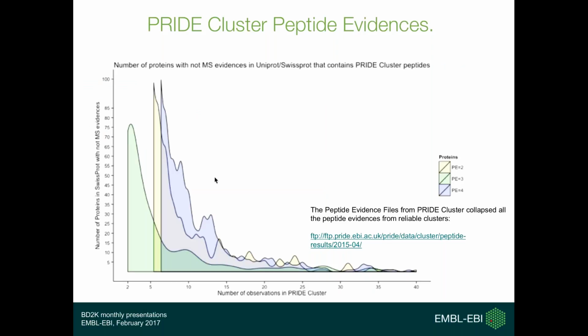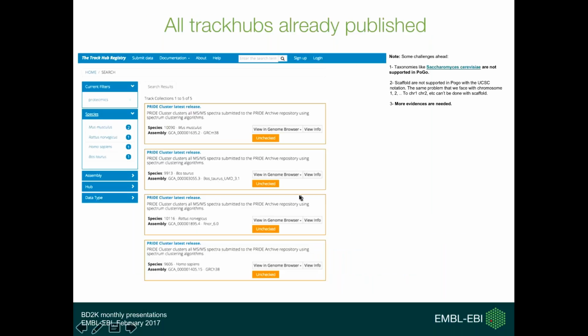All these cluster data, all these peptides, are also mapped for each individual species into genome coordinates, and every species has a PRIDE Cluster latest release as a Trackhub in the Trackhub Registry. Yeah, and then you can see here, for example, this is for cow, rat, human and mouse, all the PRIDE Cluster data.